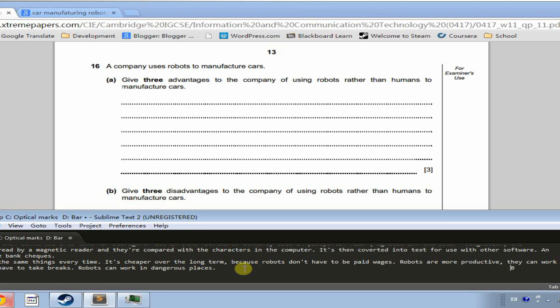So B is just the opposite side of the coin. What disadvantages do we have from robots? So let's start with this other one that I sort of challenged you to earlier. It's cheaper because robots don't have to be paid wages. Why would it be wrong just to say it's cheaper? Well, the main reason would be that robots are very expensive. High startup costs. So yeah, robots are really expensive.